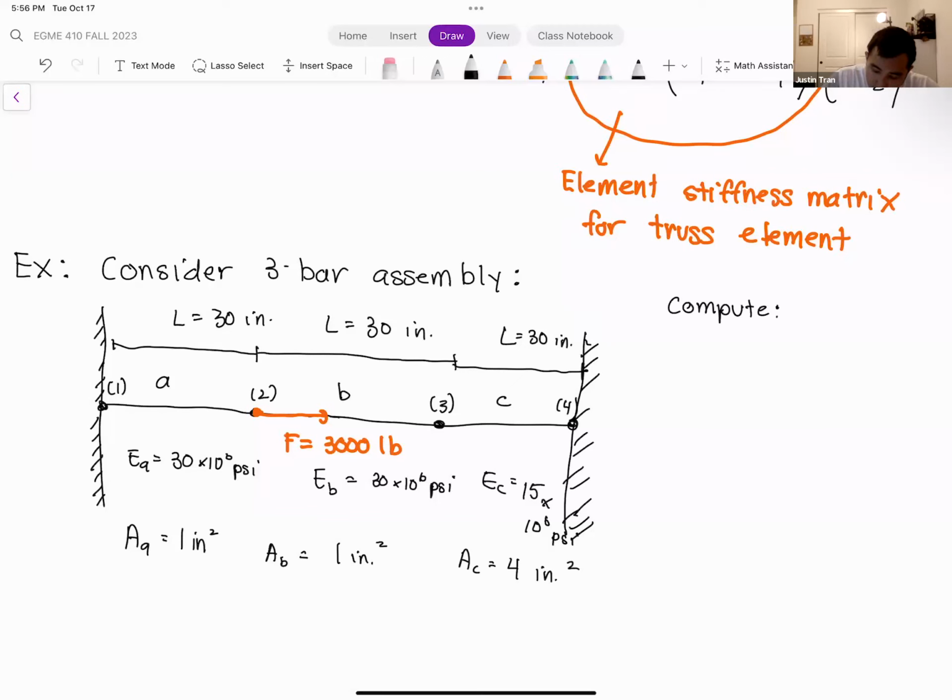So that's all the properties and all the stats for this problem. For the problem itself, what we want to compute, first of all, is the displacements at all the nodes.